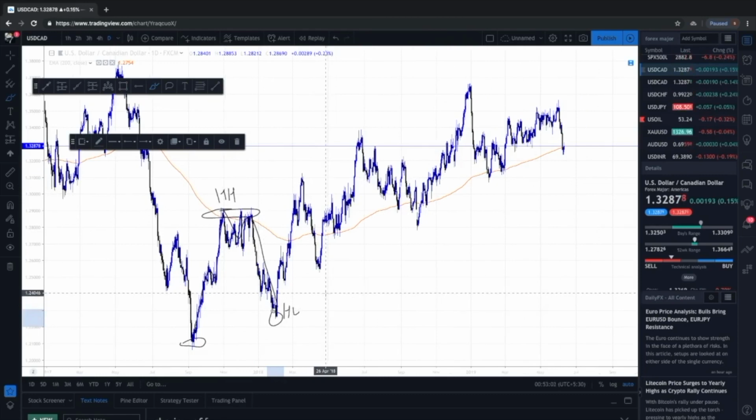Now you can see that after creating the higher low, the price again started to move up. This is indicating that there aren't enough sellers to absorb all the buyers right there. So the buyers came back strongly and took the price higher, and hence created a new higher high, like this.